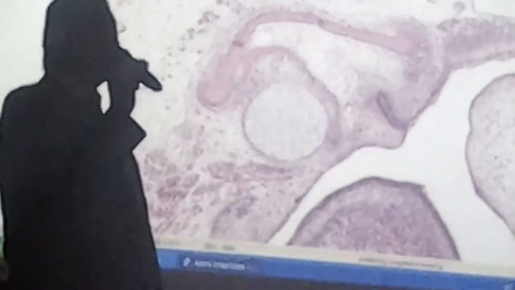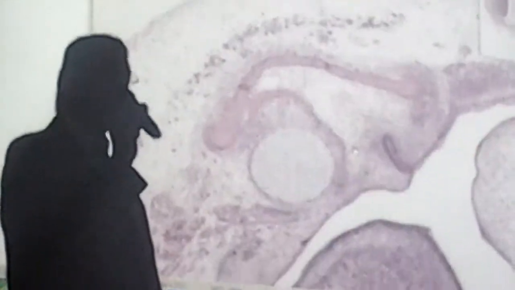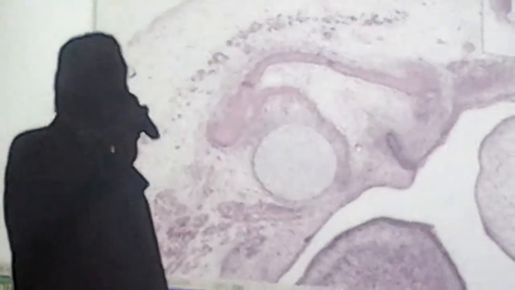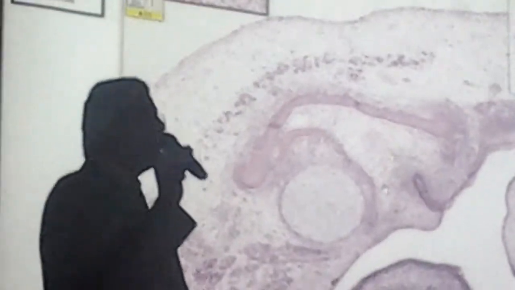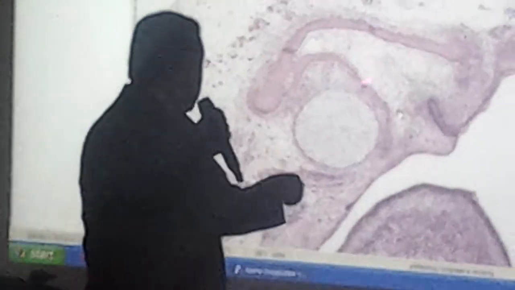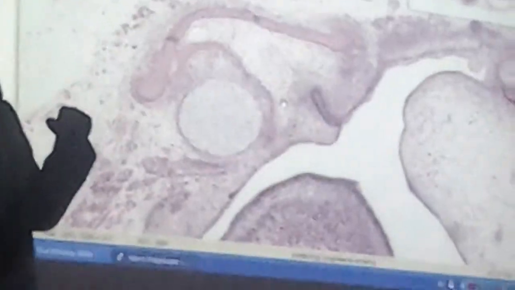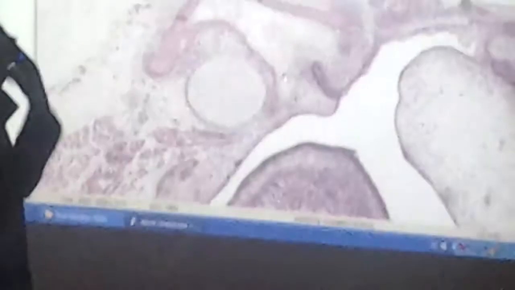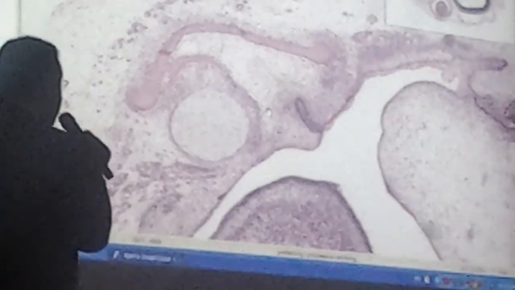cartilage. And this is proof that Meckel's cartilage is not going to become the body of the mandible. All right? If Meckel's cartilage were going to become the body of the mandible, then we would not see the bone located at the outer side of Meckel's cartilage. So the function of Meckel's cartilage is not just to guide the formation of the mandible or the body of the mandible at its lateral sides.